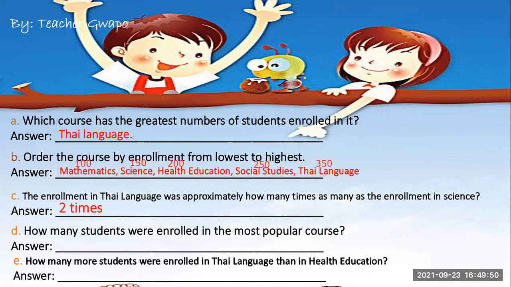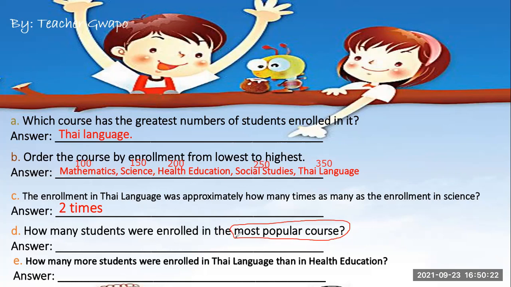And letter D, how many students were enrolled in the most popular course? What is the most popular course here? When we say most, the word most is the keyword here. Most means the highest number enrolled in the course. So what subject? That is Thai language. That's the course, Thai language.